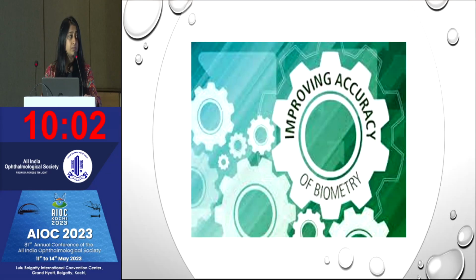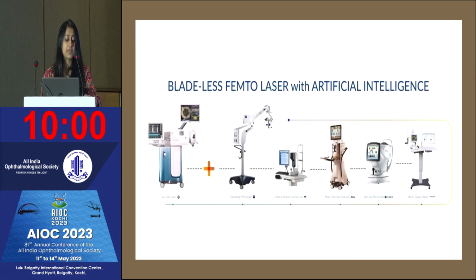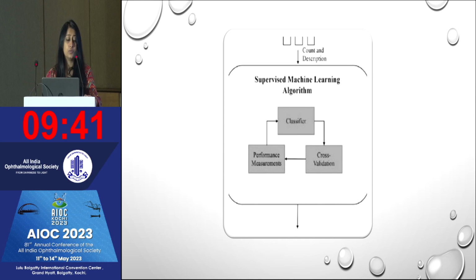So it is improving the accuracy of biometry. You can see over here that multiple machines that are required by an individual, by all of us, have actually been combined into a blade-less femto laser with artificial intelligence, and that makes our life easier. Isn't it very difficult to buy n number of expensive machines, putting it together in one with more precision?